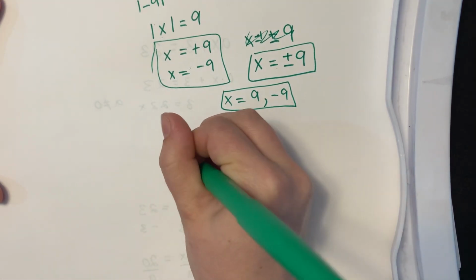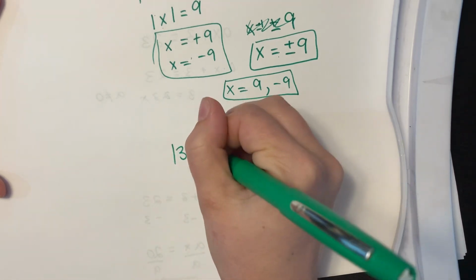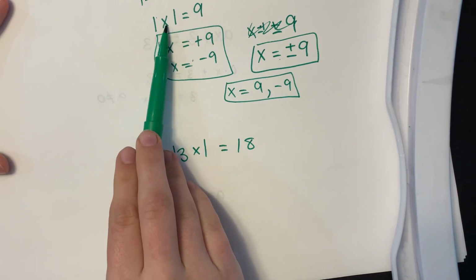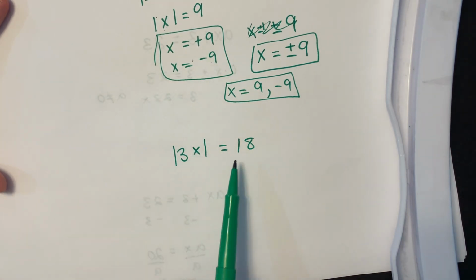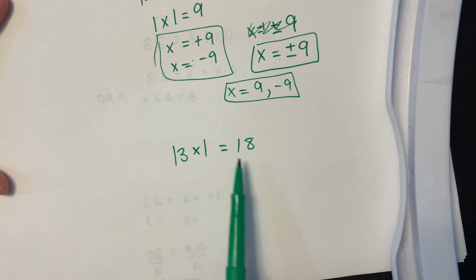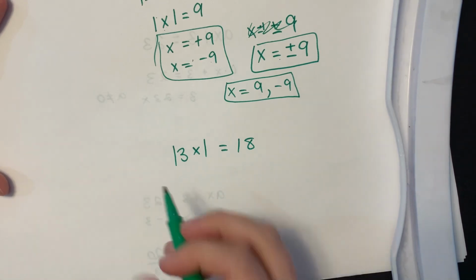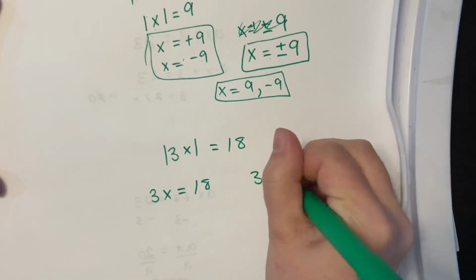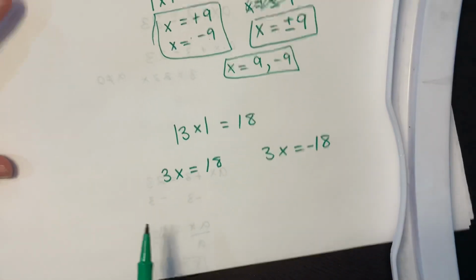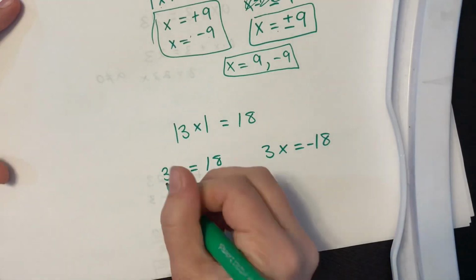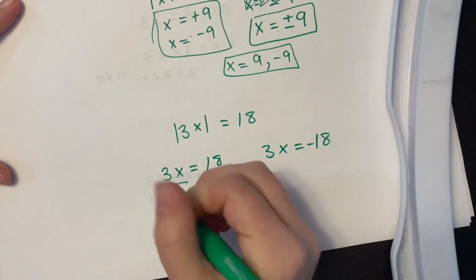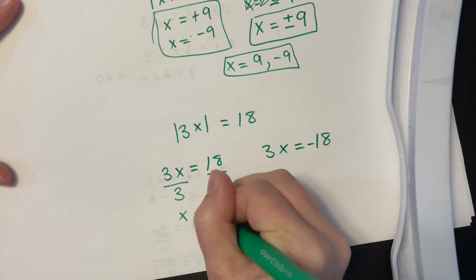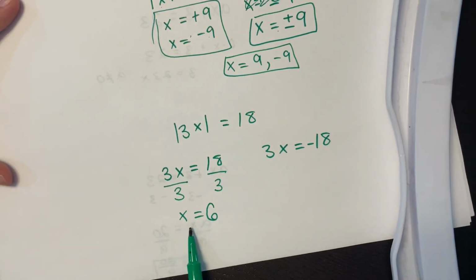So another example, let's say the absolute value of 3 times x is equal to 18. Well, I know that the absolute value of a number can be either positive or negative, so I need to solve for the absolute value of this number being positive 18, but also negative 18. So I'm going to set this up twice. So solving for 3 times x equal to 18, I'm going to do the opposite of multiplying by 3. I'm going to divide by 3 on both sides. 18 divided by 3 gets me 6. So one solution to this is 6.